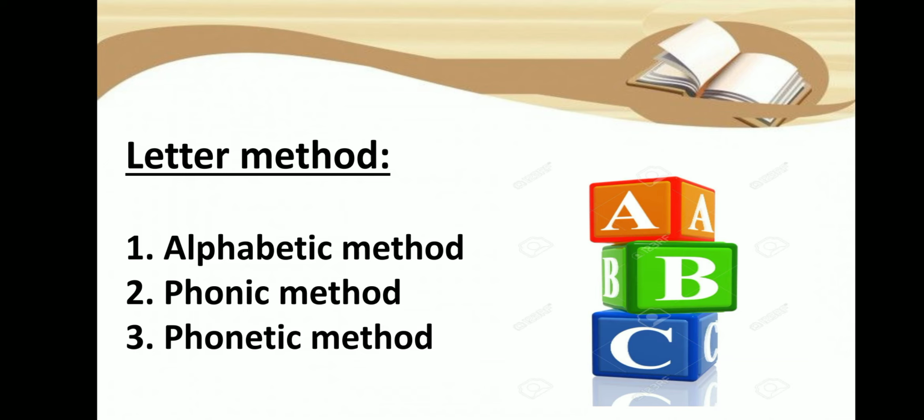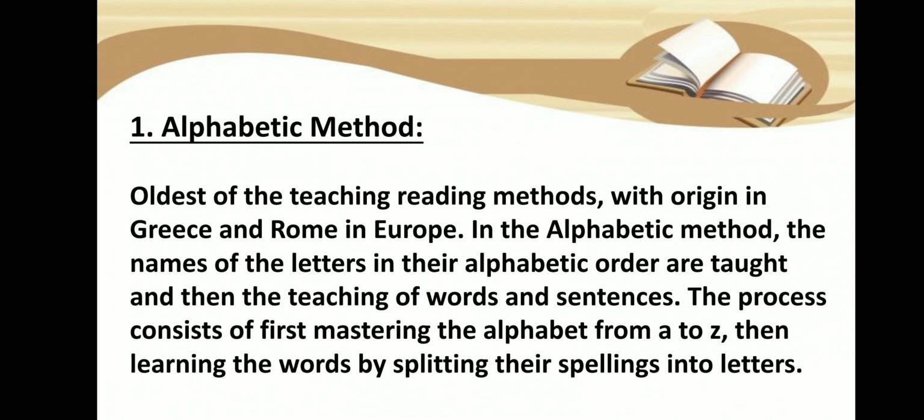There are three types under the letter method. They are alphabetic method, phonic method, and then phonetic method. Alphabetic method is the oldest method. In alphabetic method, the names of the letters in the alphabetic order are taught, and then the teaching of words and sentences. This process consists of first mastering the alphabet from A to Z and then learning the words by splitting their spellings into letters.